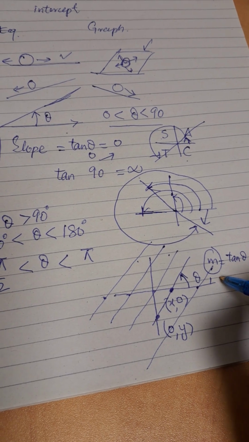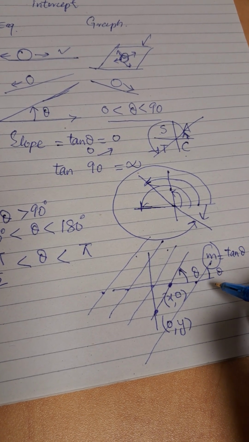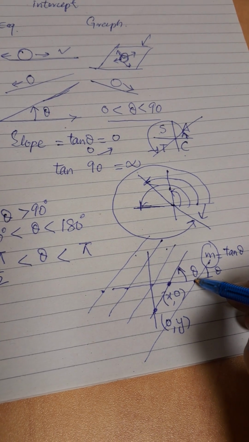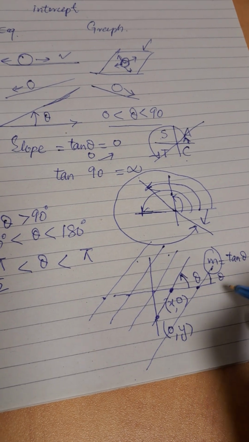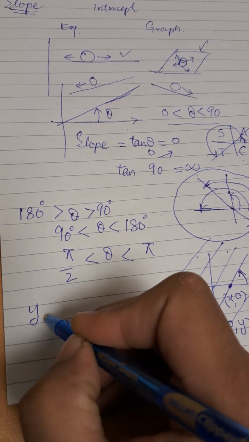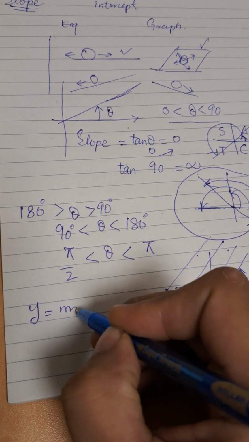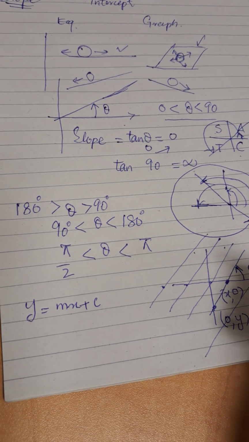If we restrict the slope, we restrict the angle with the x-axis. And if we restrict at the same time the intercept, then when we fix it, it is y equal to mx plus c. So this is the slope intercept form.